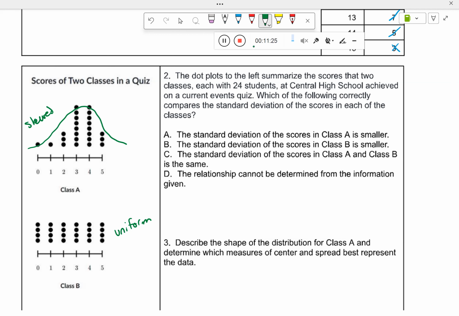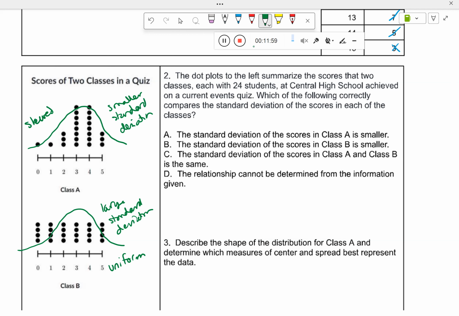So if you're thinking in terms of a bell curve, you want to see a lot of data at the peak of the bell. If I try to imagine a bell curve on class B, it doesn't really make any sense. We have tons of data above the bell curve instead of under the curve. So we would expect this to have a large standard deviation. Whereas we would expect this to have a smaller standard deviation. We would expect the mean to fall in here somewhere, around 3 point something, and most of the data is clustered closely to that mean.